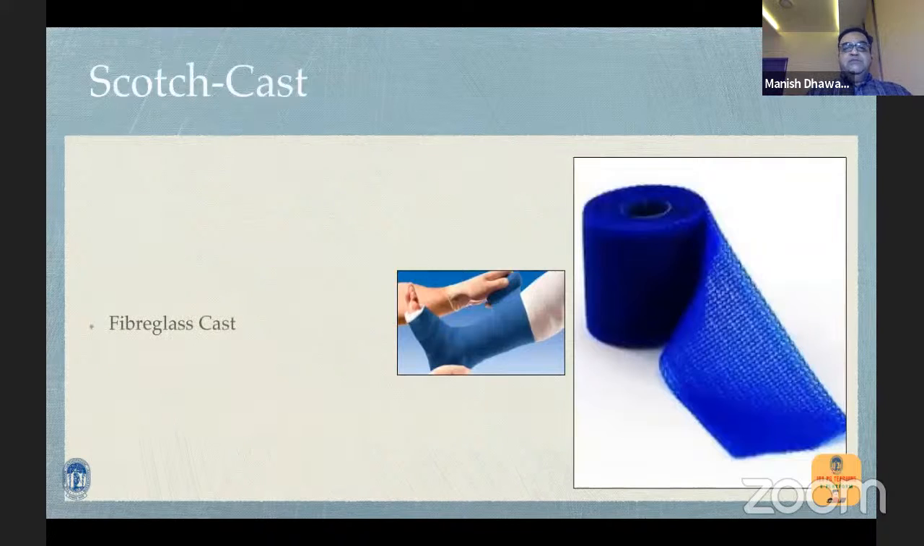Now this is the Scotchcast bandage, and you have to apply it very carefully. First we apply a stockinette and then soft roll, and the bandages are wrapped gently from down up. How to apply them will be explained in the coming lectures.